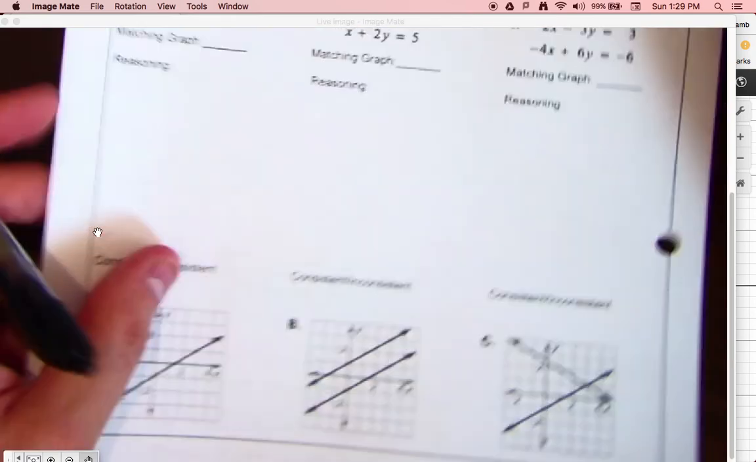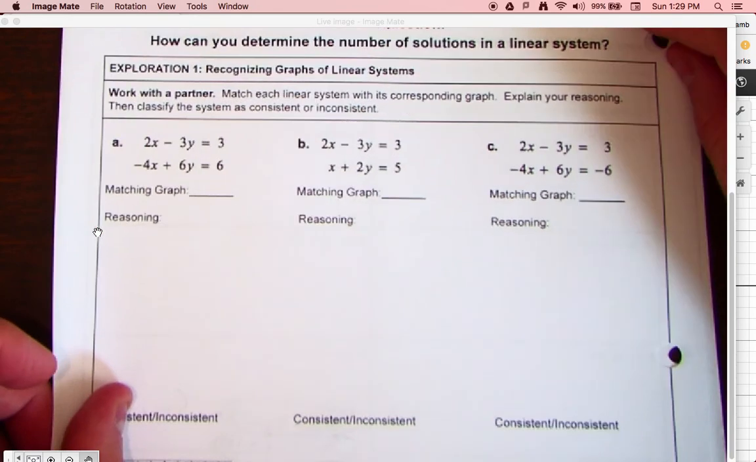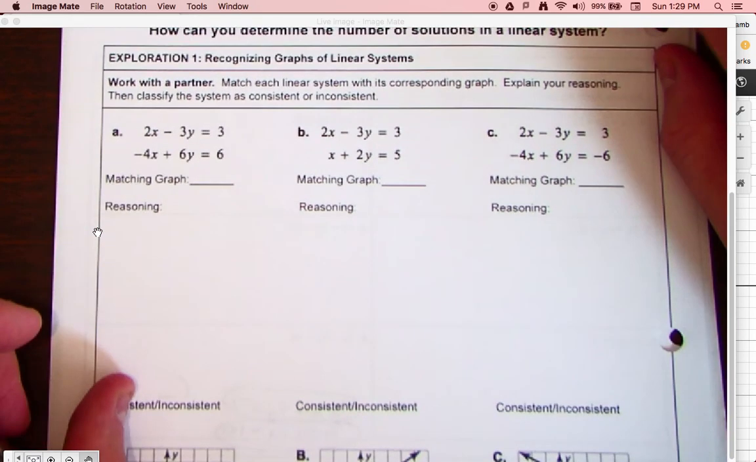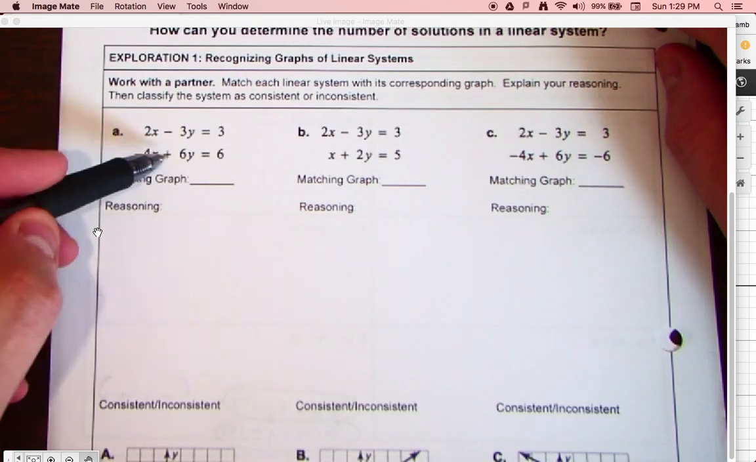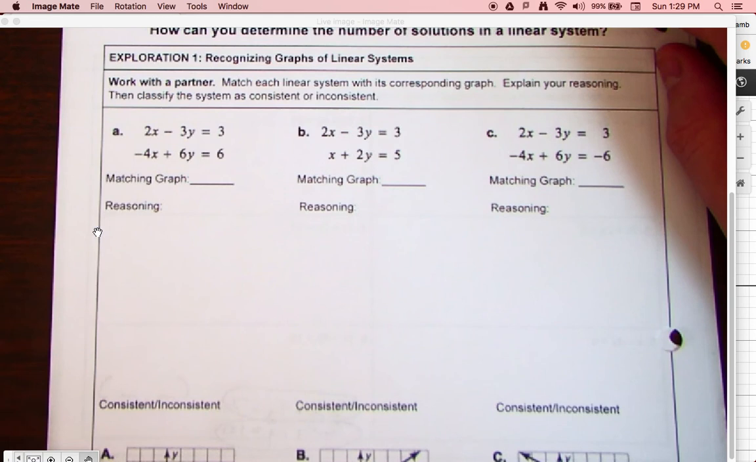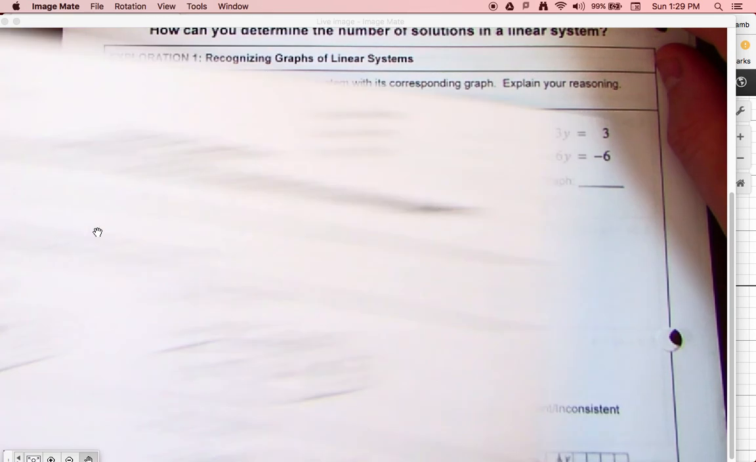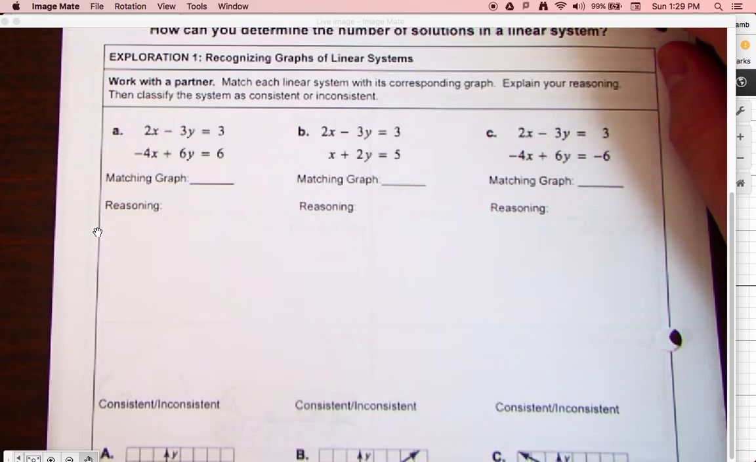So what we want you to move on to right now is this right here. That's the next thing on your agenda. What I would do is take each of these and rewrite them in slope-intercept form like you did in your warm-up. And then you should be able to answer whether they're consistent or inconsistent.